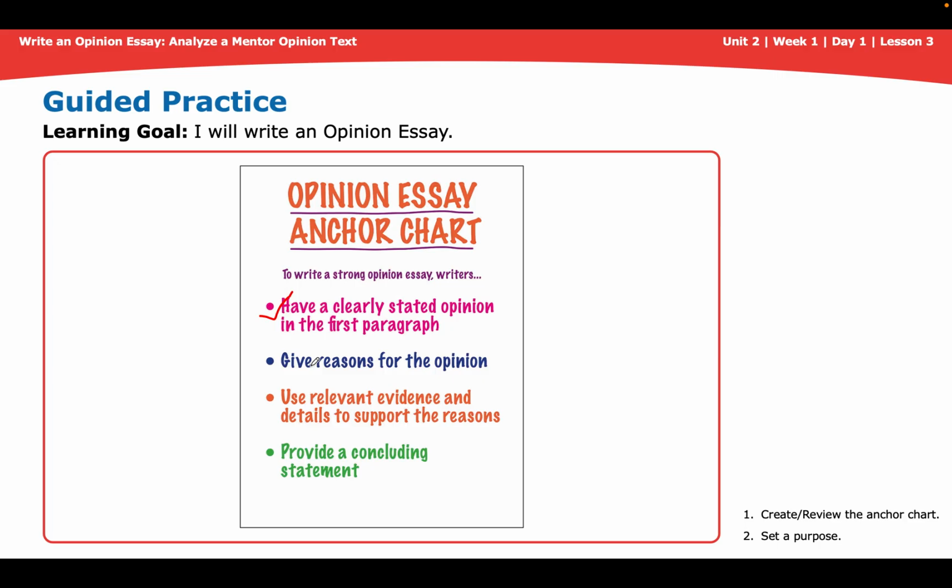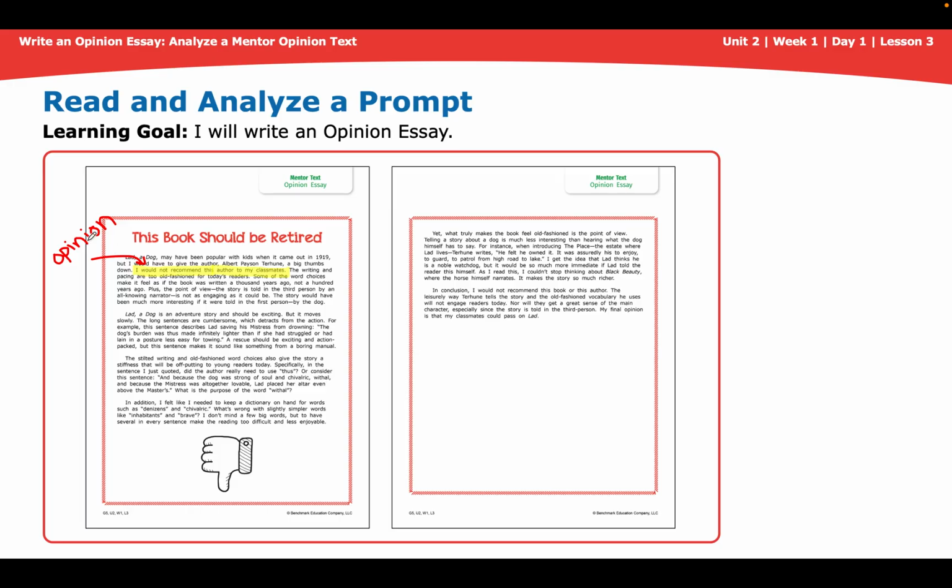Have that done. Now you guys are going to look for reasons for the opinion. You're going to look for evidence and details to support the reasons, and you're going to look for the concluding statement, and you're going to label it just like we did here. So there should be a reason in multiple paragraphs. There's not just going to be one reason, there's going to be multiple. So highlight the reasons and label it. Then you need to highlight the evidence for those reasons. So the evidence would be like an example.